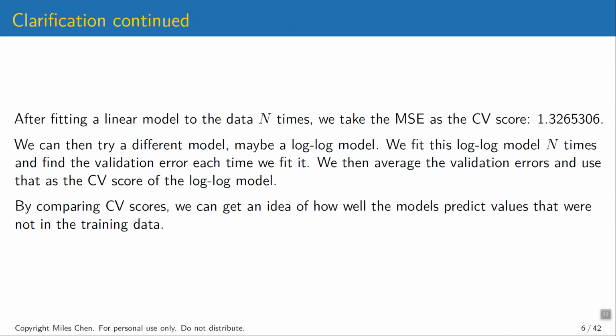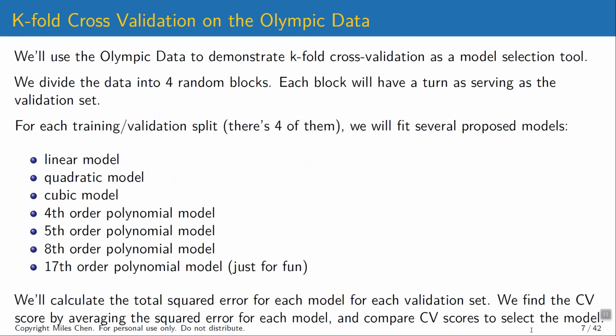Then you could try a different model, say a log-log model, or a quadratic model or something. Then you would fit that other model, again, n times, calculate the squared error for each of those each time you fit it, and then average all of those validation errors. By comparing the cross-validation scores, we can get an idea of how well the model predicts values that were not in the training data.